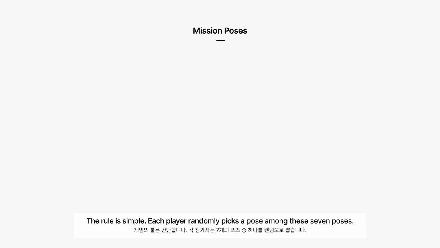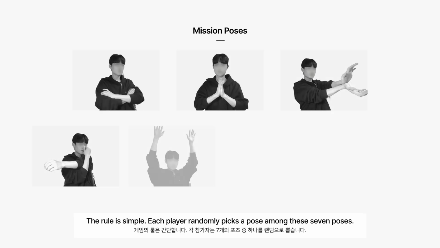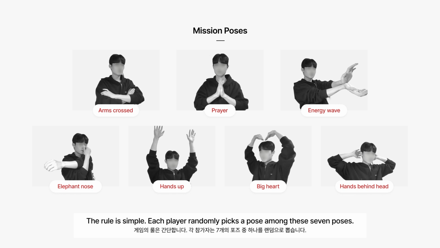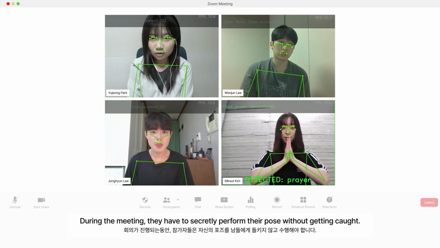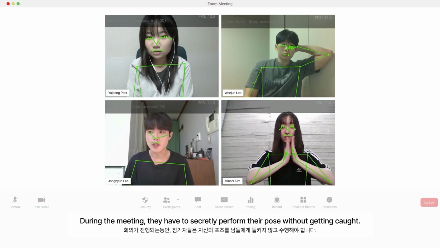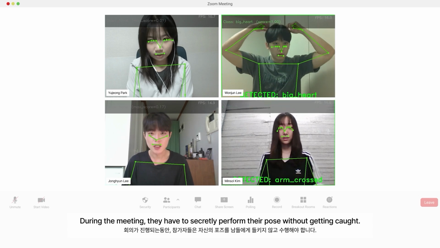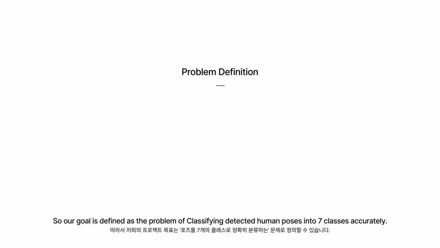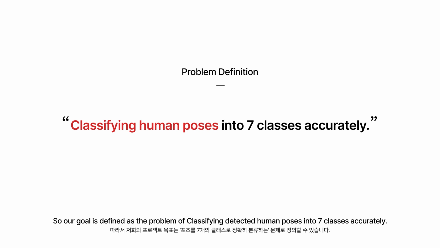The rule is simple. Each player randomly picks a pose among these 7 poses. During the meeting, they have to secretly perform their pose without getting caught. So our goal is defined as the problem of classifying detected human pose into 7 classes accurately.